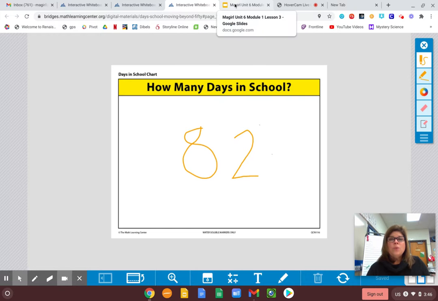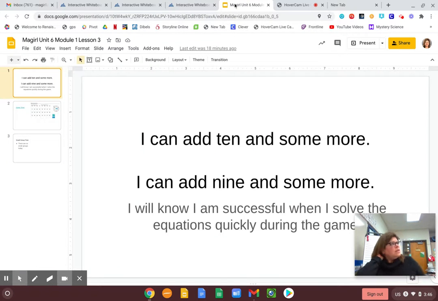Okay, today is Wednesday, and so since today is Wednesday, we are going to have a game day. And our game is going to focus on these skills. You're going to be focusing on learning how to practice adding 10 and some more. And you're also going to learn how to add 9 and some more. So you know you'll be successful when you can solve equations like that quickly during our game.